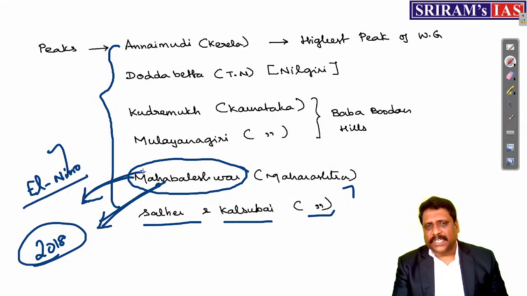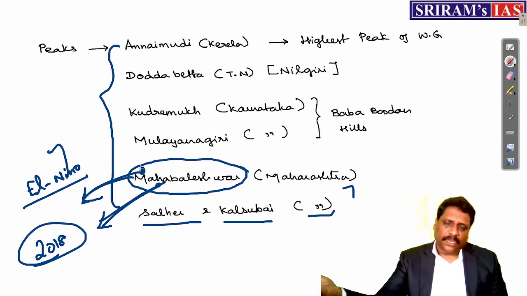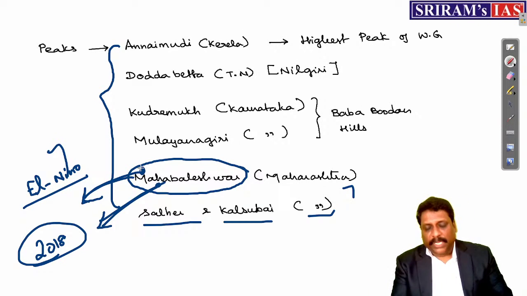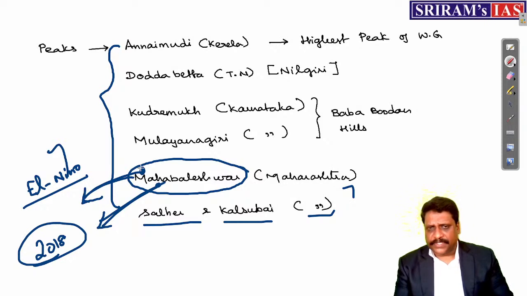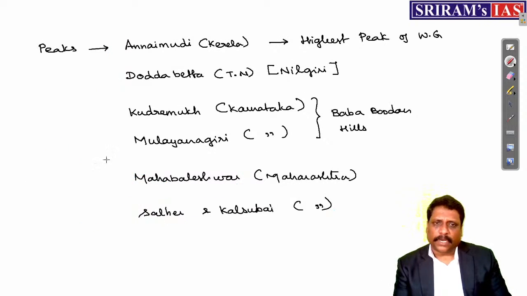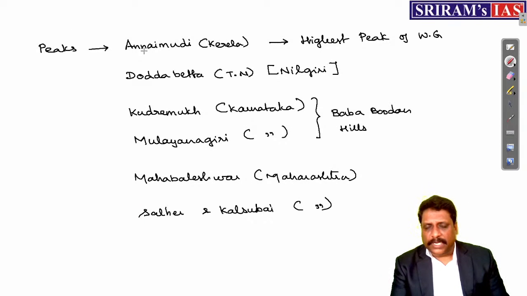Why am I discussing this fact now? Because again, this year is a year of El Nino. Maybe, only if the data comes in, you will be in a situation to consider this: during El Nino conditions, Mahabaleshwar becomes a central point of focus. Okay, right. Now, the very important peaks we have taken for our consideration.